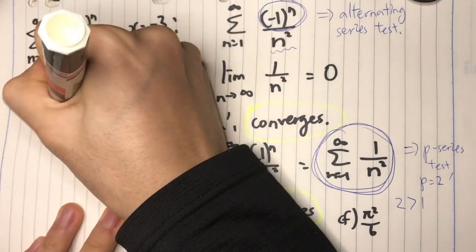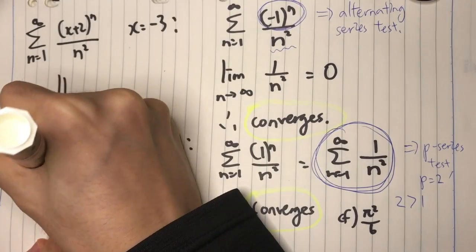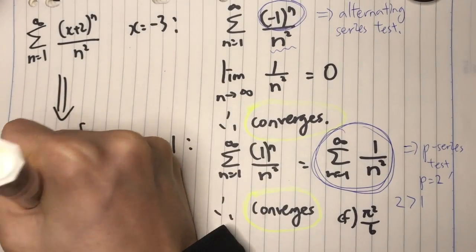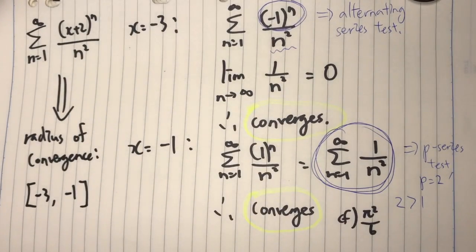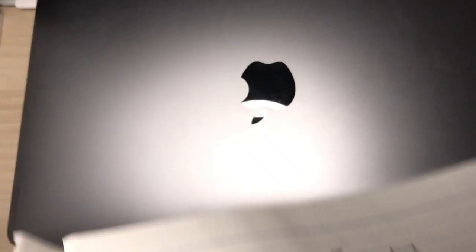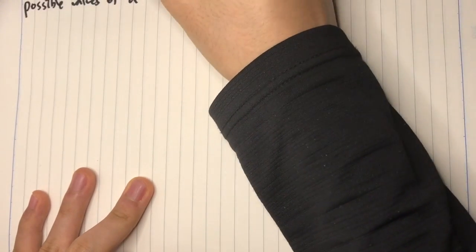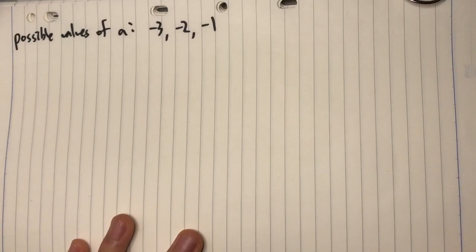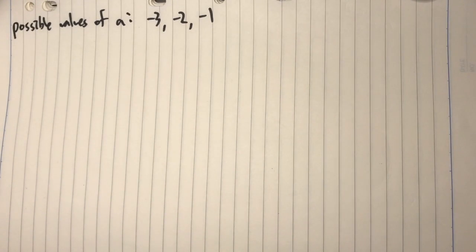So both -3 and -1 are in the interval, and given that a is an integer, we now have 3 integers to test for a, which are -3, -2, and -1. The possible values of a are as follows. And so we're going to test each one of them for their conditional convergence.